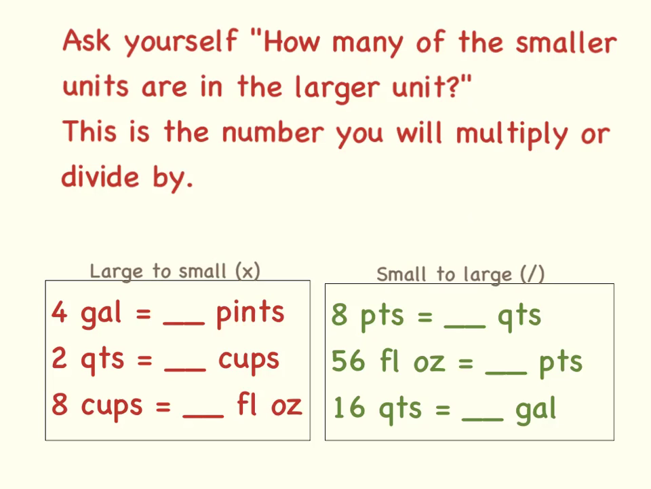You can use multiplying and dividing, and if you choose to use that way, you have to ask yourself, how many of the smaller units are in the larger unit? And then this is the magic number. This is what you would multiply or divide by.